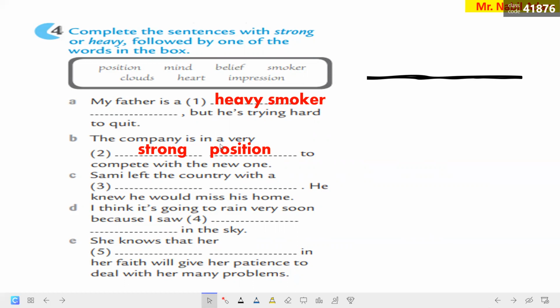Sammy left the country with a heavy heart. He knew he would miss his home. Sammy left the country with a heavy heart. I think it's going to rain very soon because I saw heavy clouds in the sky. What are the clouds? Heavy clouds. She knows that her strong belief in her faith will give her patience to deal with her many problems. She knows that her belief, which belief?